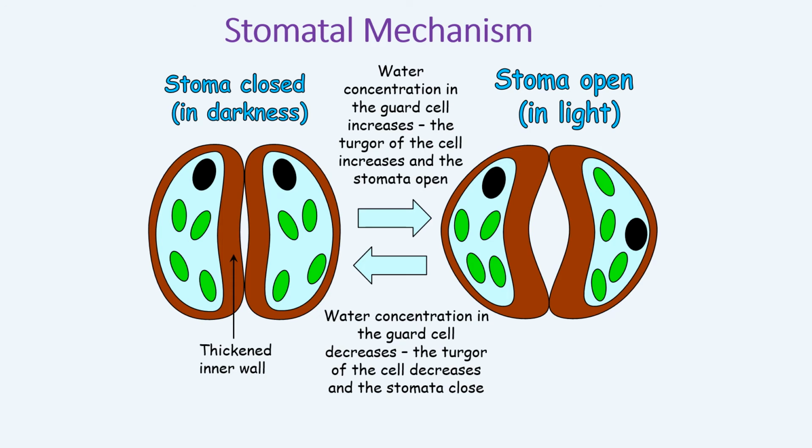So water concentration in the guard cell increases and the turgor of the cell increases and the stomata open. So the water will move from the high water concentration on the outside to the low water concentration on the inside by osmosis, causing the guard cells to become turgid. And when they are turgid, then they are open.